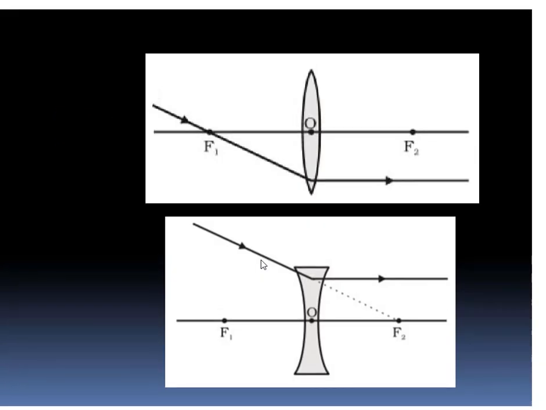So from this diagram you can see this is just the opposite of the first point. If this ray of light is passing through the focus, then after getting refracted, the refracted ray of light will be parallel to the principal axis. These two lines are parallel. And in case of concave lens, if the ray of light appears to meet at the focus, then after refraction, it will also be parallel to the principal axis.